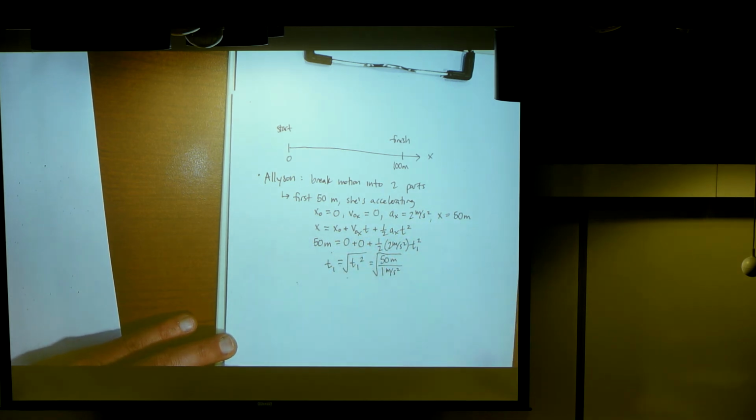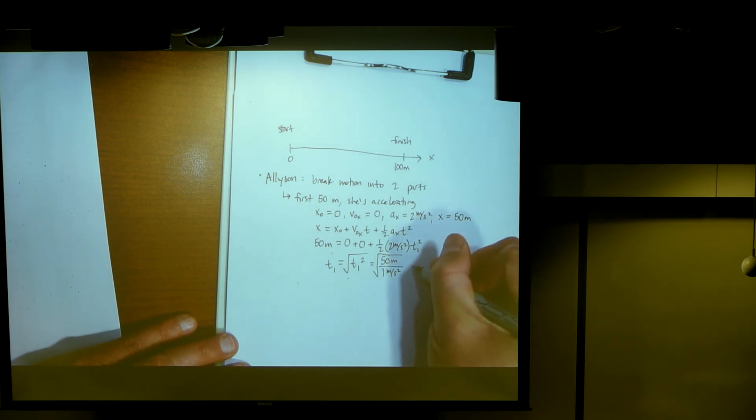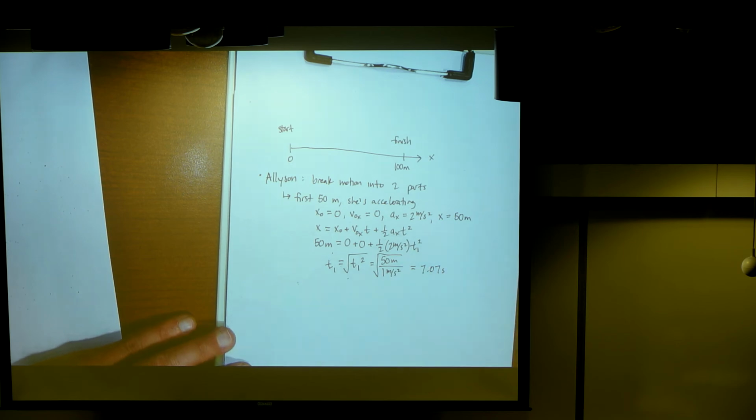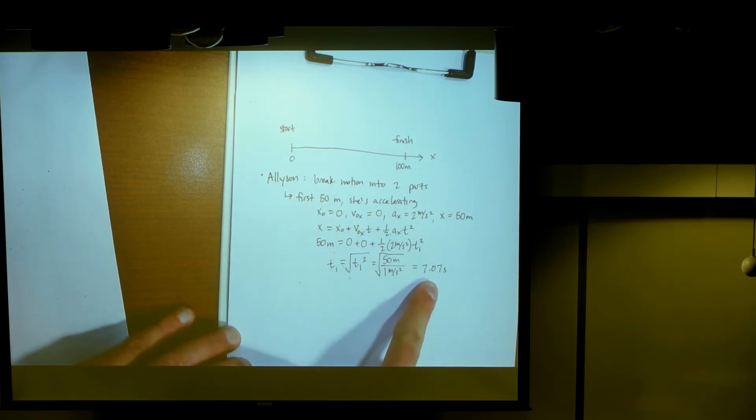So we're really just doing the square root of 50 here. What is that? Square root of 50? 7.07. Yeah, it's like 7.07 seconds. So for Allison, she covers the first half of the race in 7.07 seconds. Okay? That makes sense?